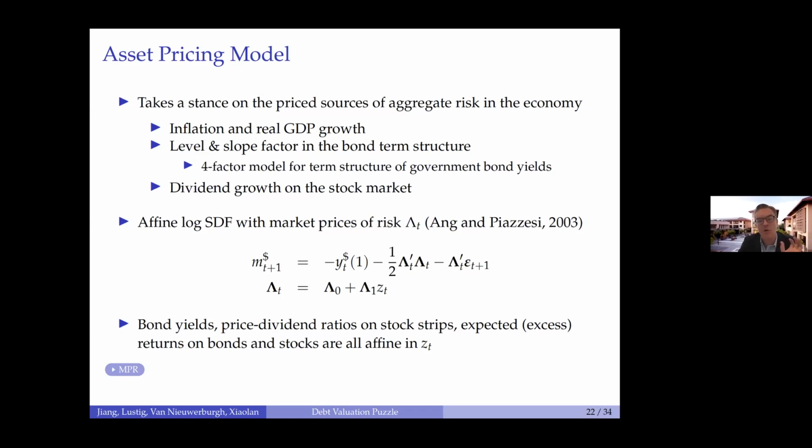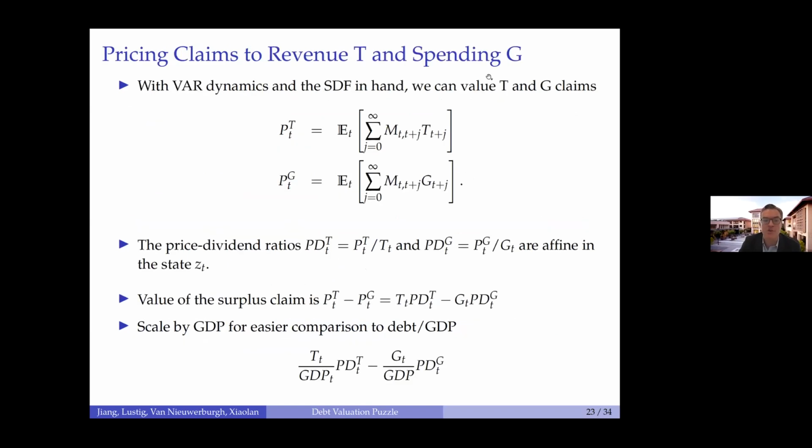I'm not going to have time to go into too much detail on exactly how we do this, but suffice it to say that I think we do a reasonable job of matching the dynamics of yields, price dividend ratios, and matching the moments of returns that we wanted to match. Okay, so now we're actually kind of ready to go here. We have an affine expression for the price dividend ratio on the tax claim, the price dividend ratio on the spending claim. That's affine in the state variable. And so if you use that bottom equation, you're going to get an expression for the model predicted value of debt to GDP.